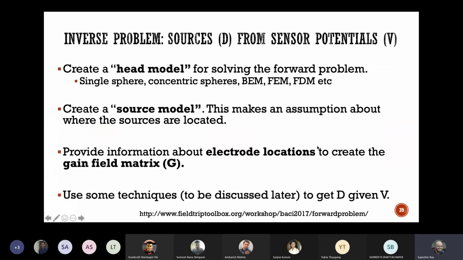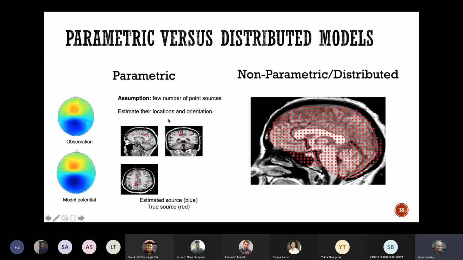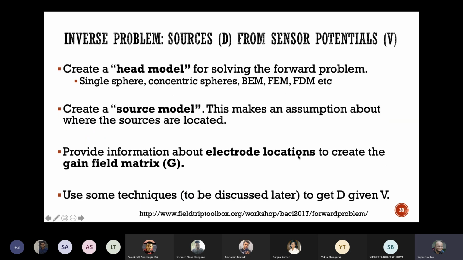Okay, so you create a head model, which is either a single sphere, concentric spheres, boundary element method, finite element method, and so on. You create a source model, which tells you where the sources are located. So here, these dots, for example, form a source model. You're saying that I've got 10,000 dipoles separated by this much distance and located at these locations and so on.